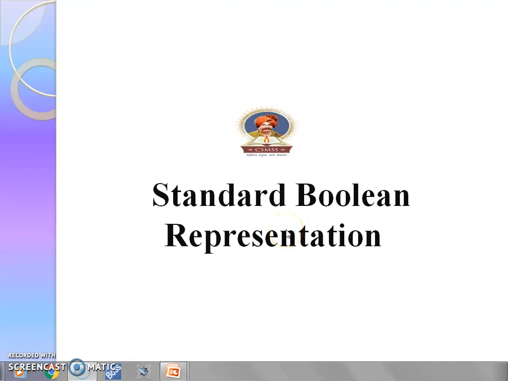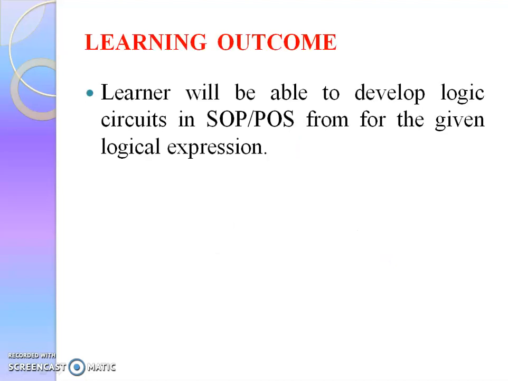Good morning everyone. Today's lecture is on standard Boolean representation. In this lecture, we will see, first of all, the learning outcome. After watching this video, the learner will be able to develop a logic circuit in SOP and POS form, that is sum of product and product of sum form, for the given logical expressions.